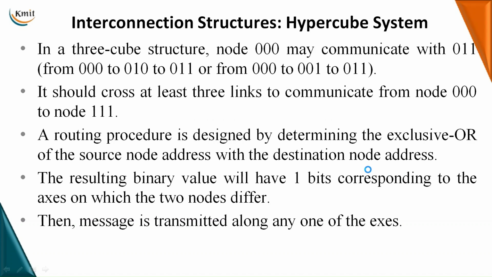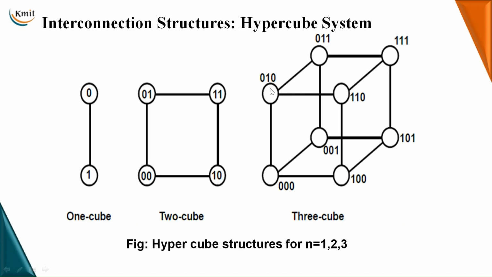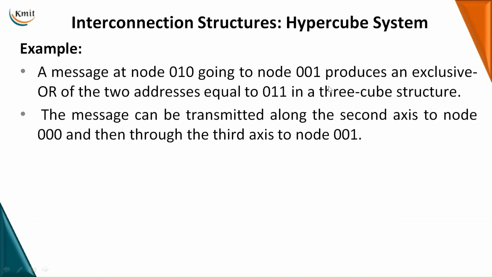From 010, along the y-axis, it will be transmitted and reach 000. From here, since the z-axis bit is 1, it will be transmitted from 000 through the z-axis and reach 001. So you perform an exclusive OR of the two addresses, which gives a particular result. From the result, whichever axis has a 1, the routing is done in that direction. This is how the hypercube system works. Thank you.